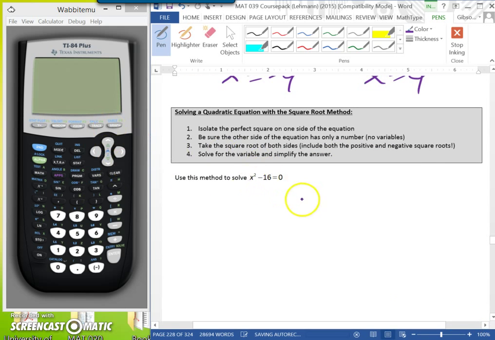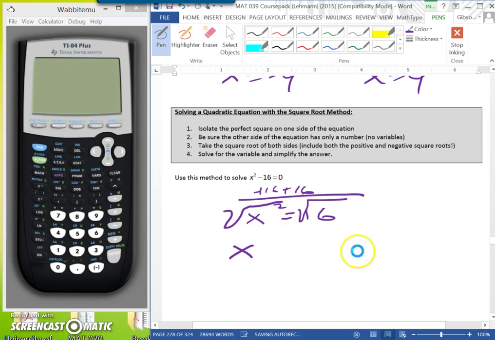Okay, so now we're going to take the same problem, but we're going to use the square root method. The first thing we need to do is add 16 on both sides, so we have x squared is equal to 16. Then we take the square root of both sides. The square root of x squared gives us x, and that's equal to the square root of 16, which is positive and negative 4. So it'll be positive 4 and also negative 4. Now you could write it like this, or you could write it like this. Either way is acceptable. Does everyone follow that?